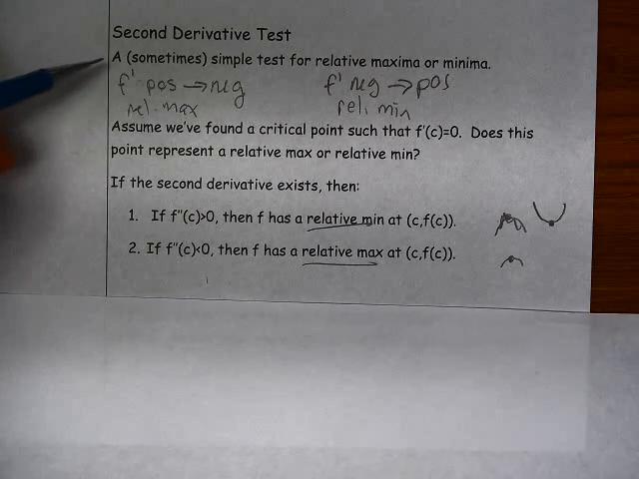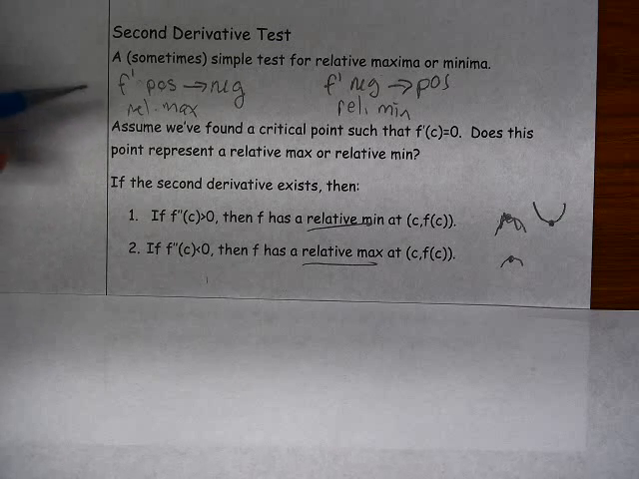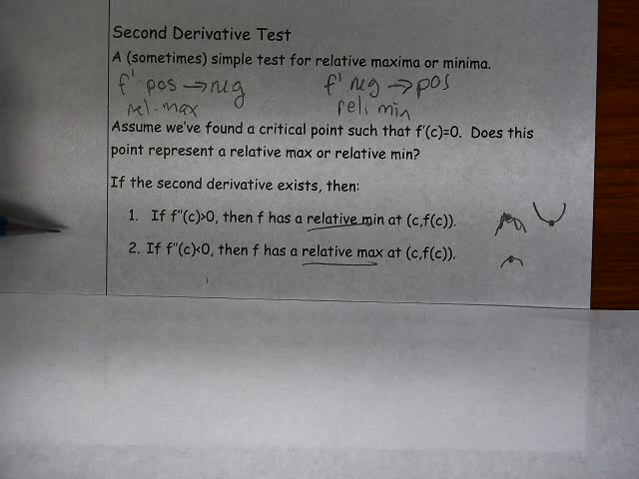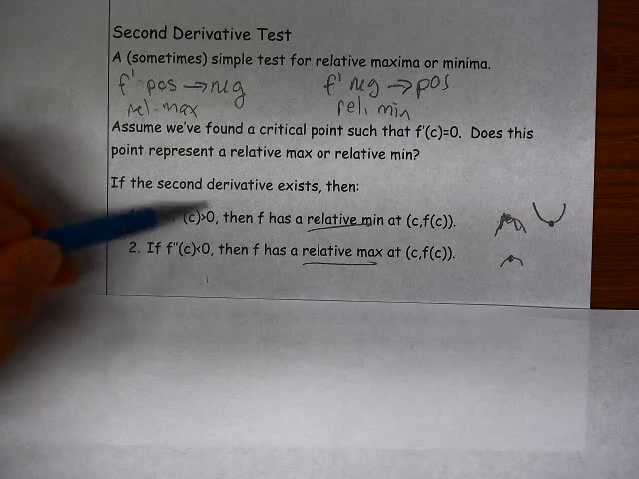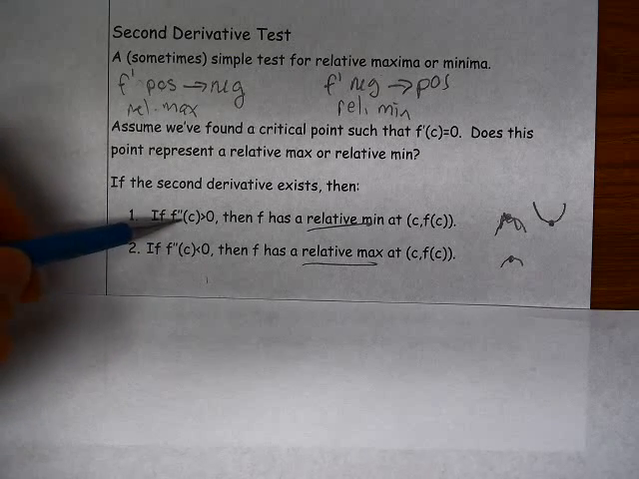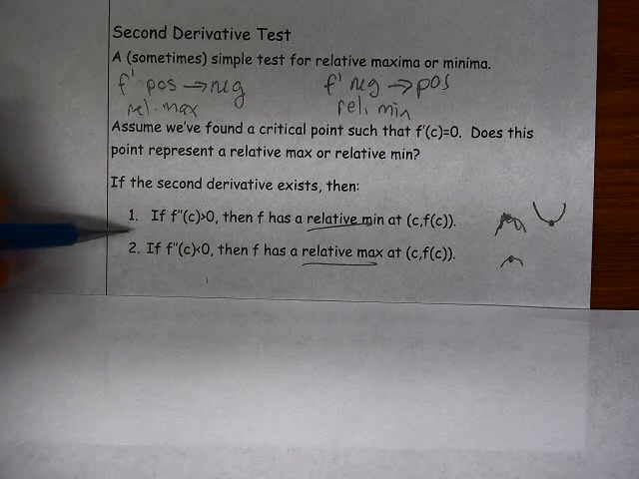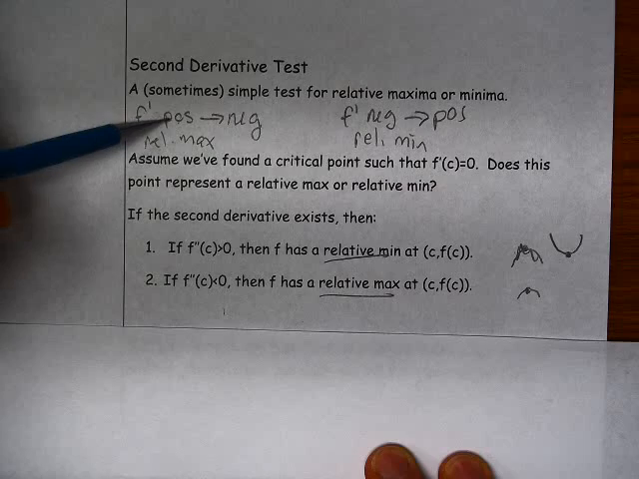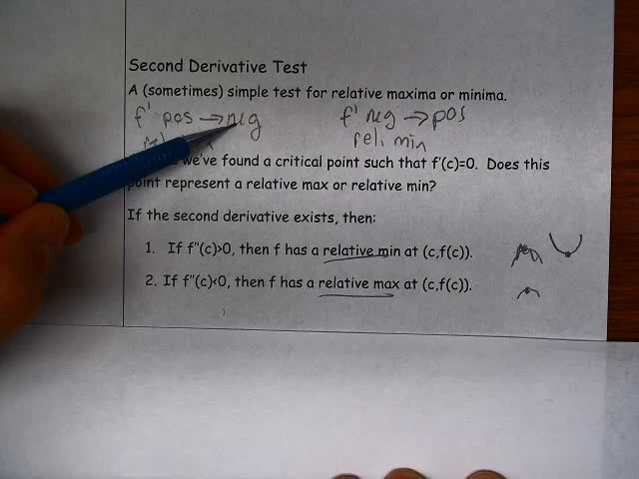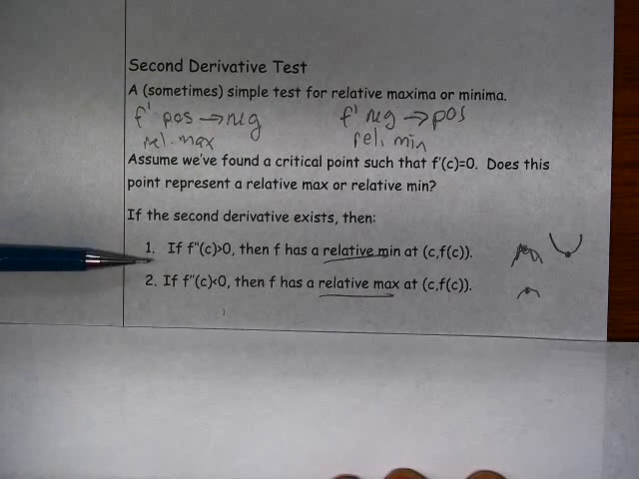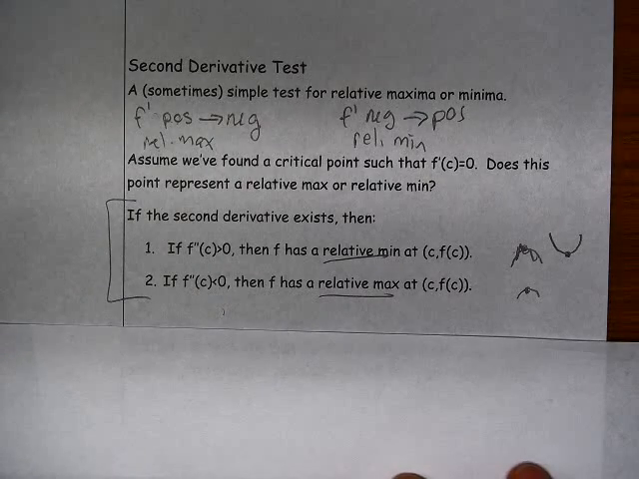So the reason this is sometimes simple is for functions where it's very easy to find the second derivative. If I have the first derivative and finding the second derivative is very simple, then to use this test I only need to find one second derivative. So I find the second derivative quite easily, and then I plug in the actual c value and I just have to evaluate that second derivative once. Whereas if I use the first derivative, I have to evaluate the first derivative on the left and then evaluate the first derivative on the right. So if the second derivative is easy to find, oftentimes the second derivative test is useful and helpful.